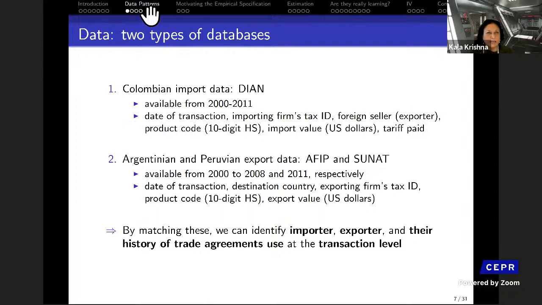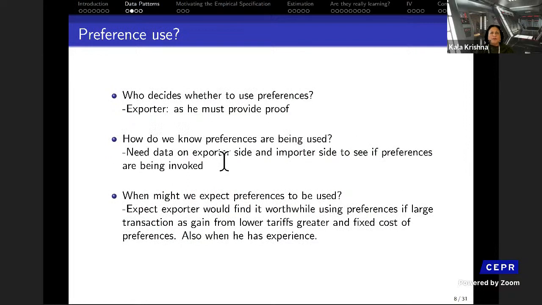Okay, so a question you might ask is who decides whether to use preferences? Well, clearly the exporter, because he's the one who has to provide the proof. How do we know preferences are being used? We need data on the exporter side and the importer side to see if they're being invoked, because you will need to see whether the tariff was paid or not.